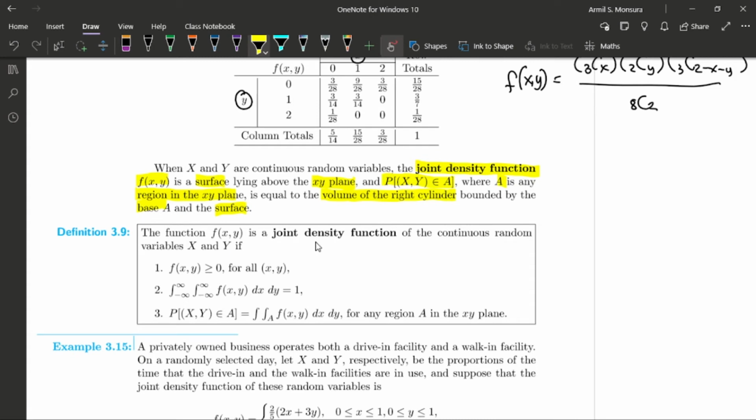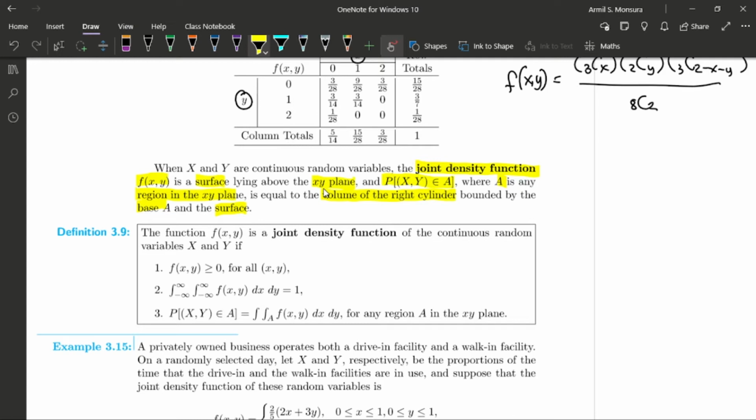It turns out that since we're talking about two-dimensional functions, we graphically interpret the joint density function, or the probability here, as the volume of the right cylinder bounded by the region A and the surface that we are considering.